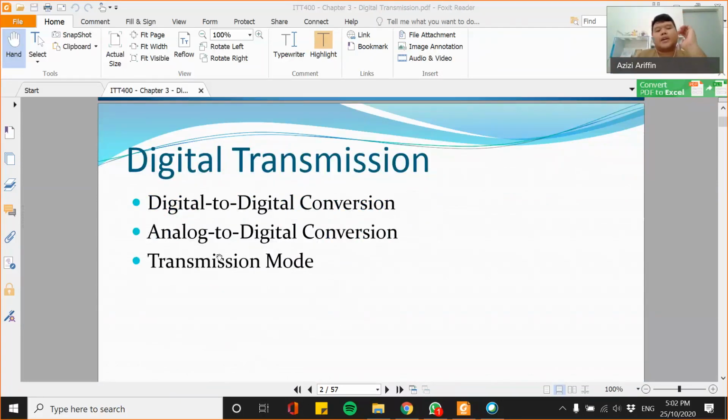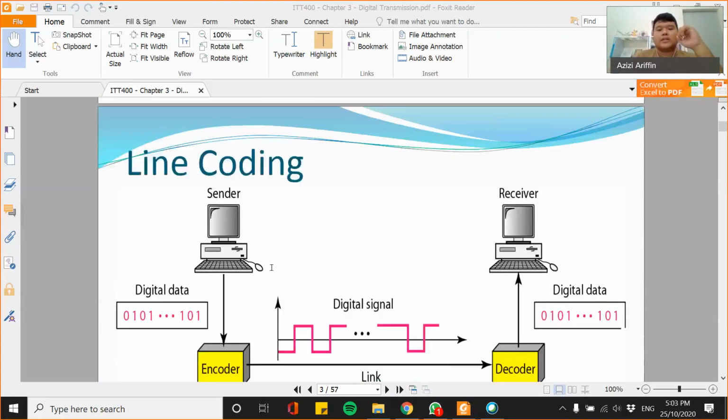Or if we have analog data, such as telephone voice, right? Let's say we use an analog telephone, and we want to use a digital transmission, so we need to convert from analog to digital conversion. And if we use digital transmission, what is the transmission mode? So that is what we will learn today.